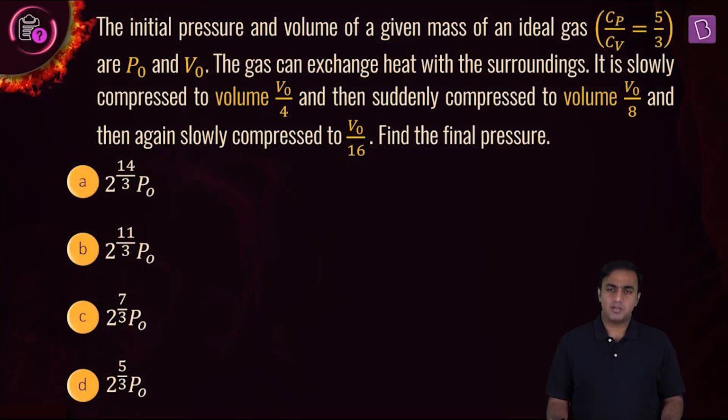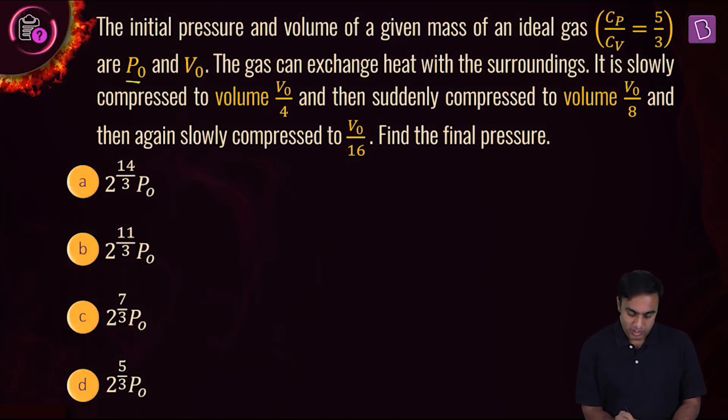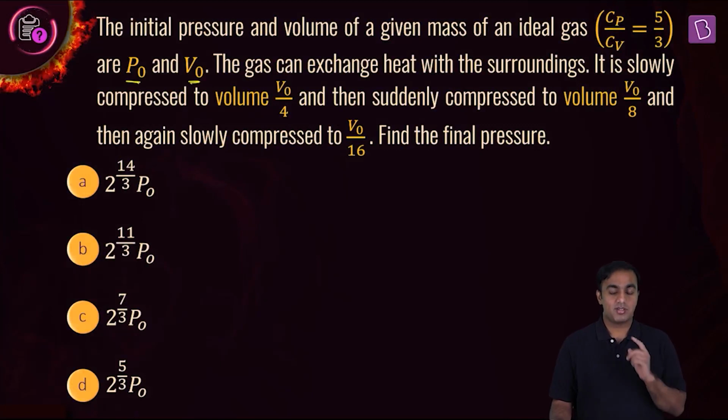There is an ideal gas sample considered whose initial pressure and volume are P0 and V0 respectively. Its adiabatic constant is also given to us. What is the adiabatic constant? The ratio of molar heat capacity of the gas at constant pressure to the molar heat capacity of the gas at constant volume. That is Cp by Cv. What is it? 5 by 3 for this sample.